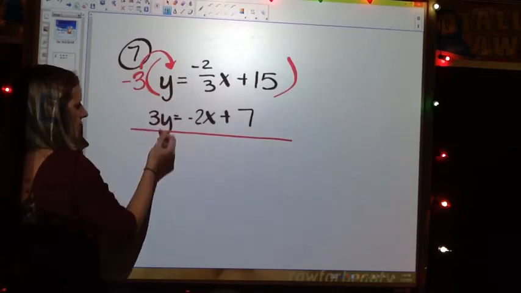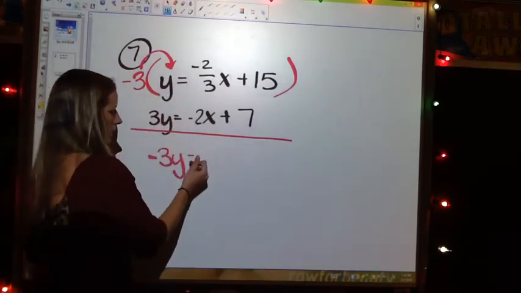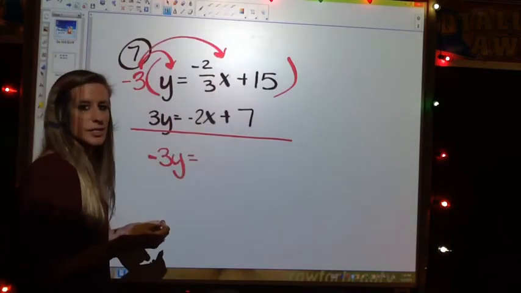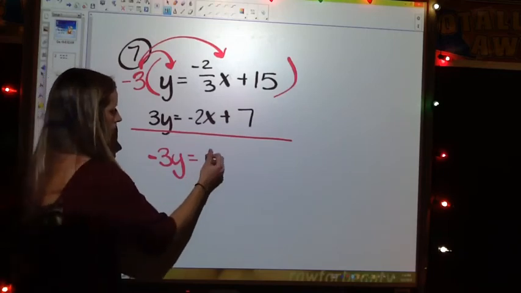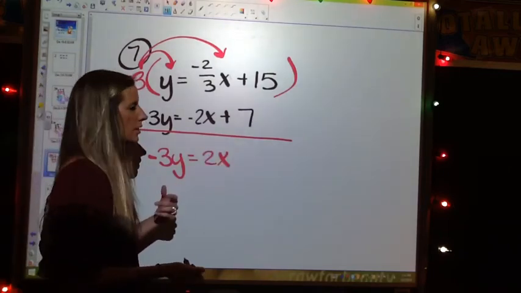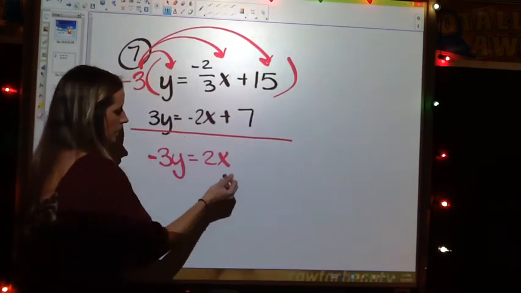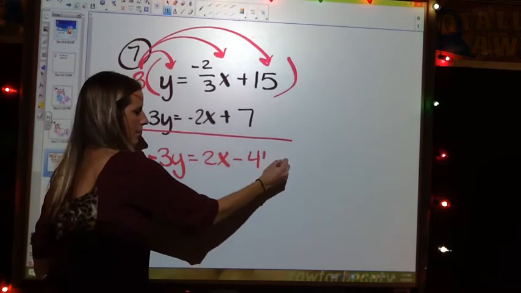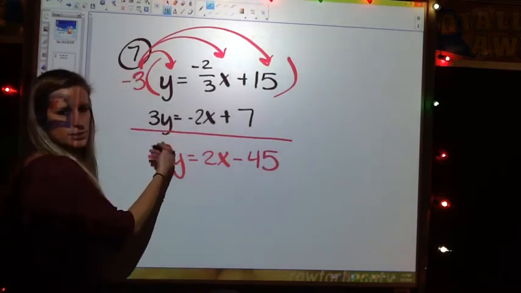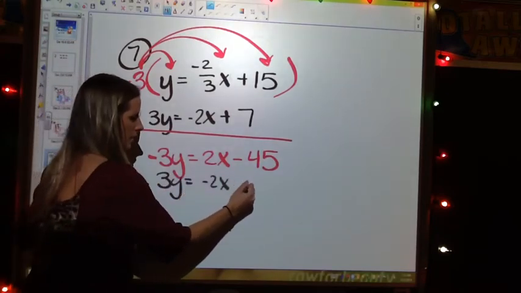So negative 3 times y is negative 3y. And then you have your equal sign. Negative 3 times negative 2/3 x would give you a positive 2x. And you can put that in your calculator if you want. Negative 3 times 15 gives you negative 45. And then I'm just going to rewrite this one underneath. So 3y equals negative 2x plus 7.